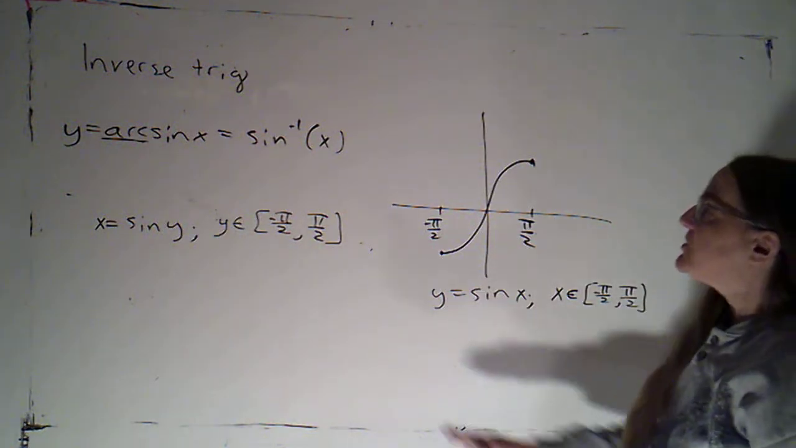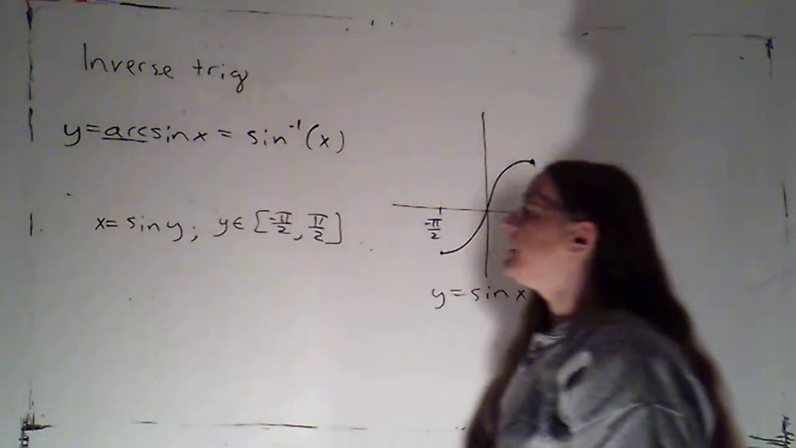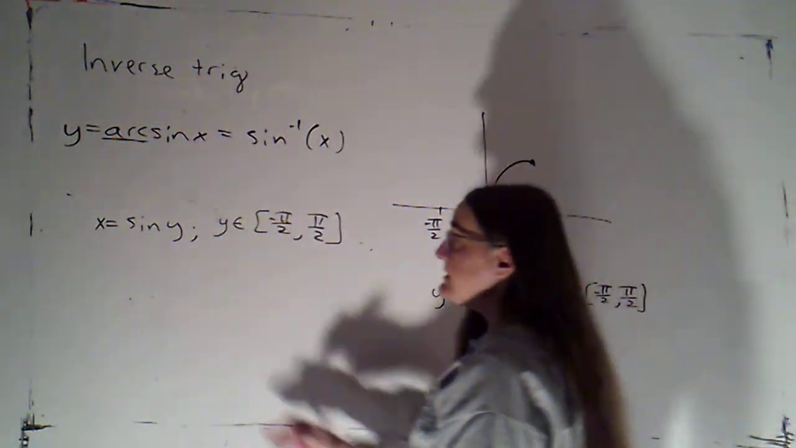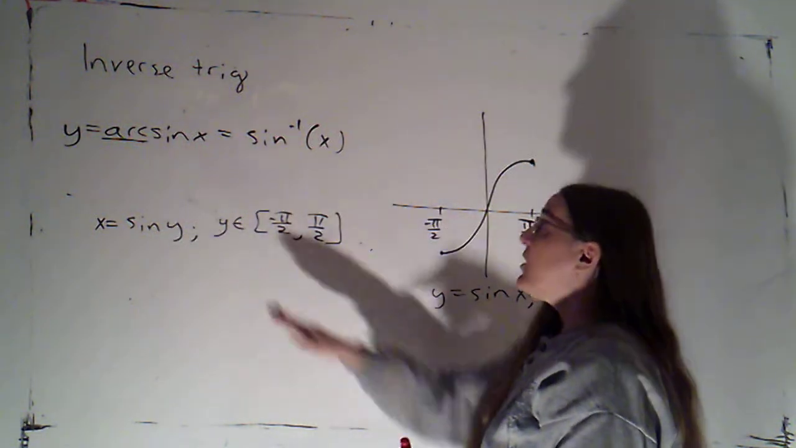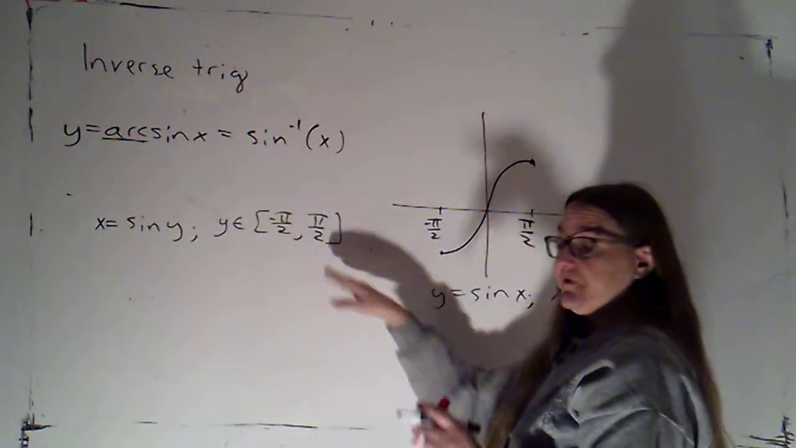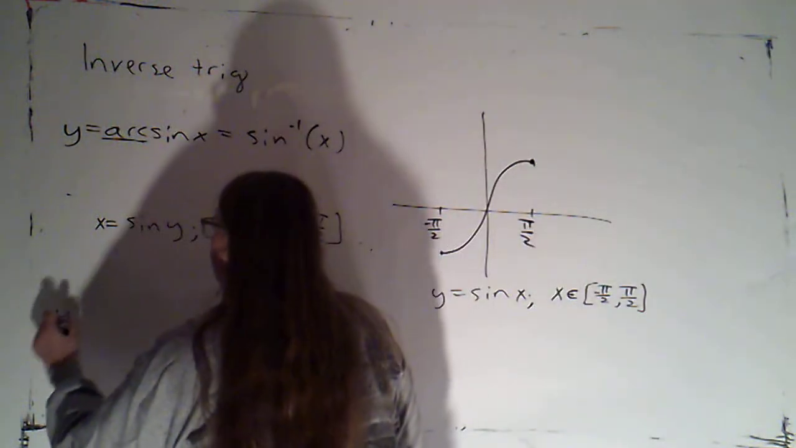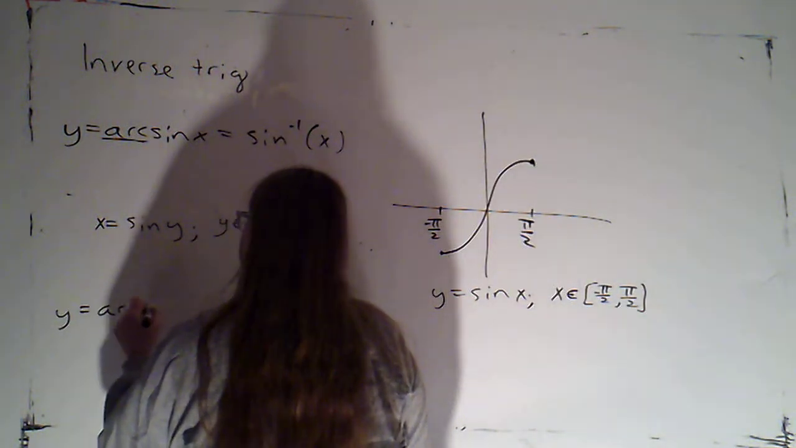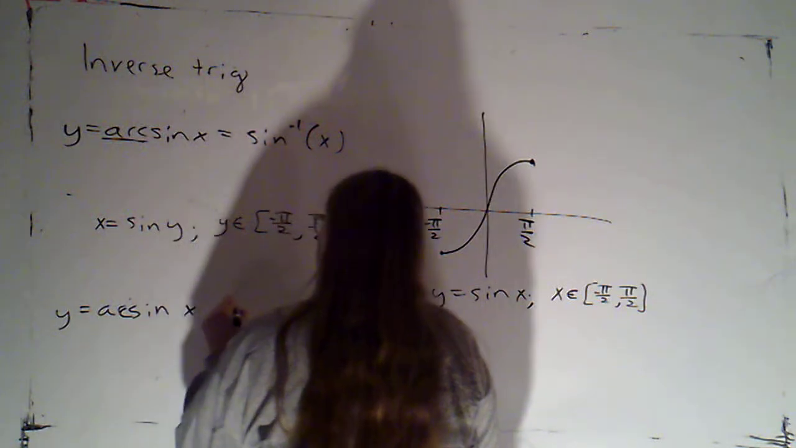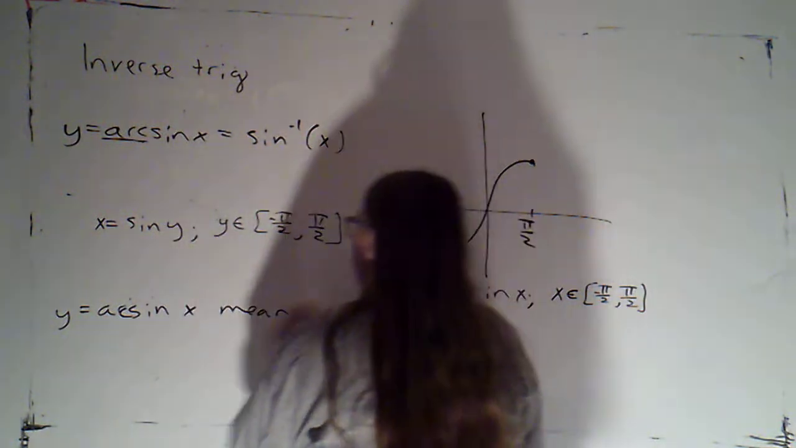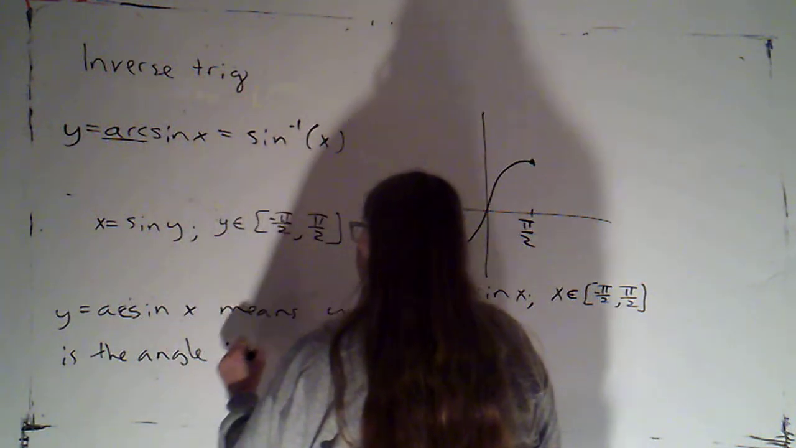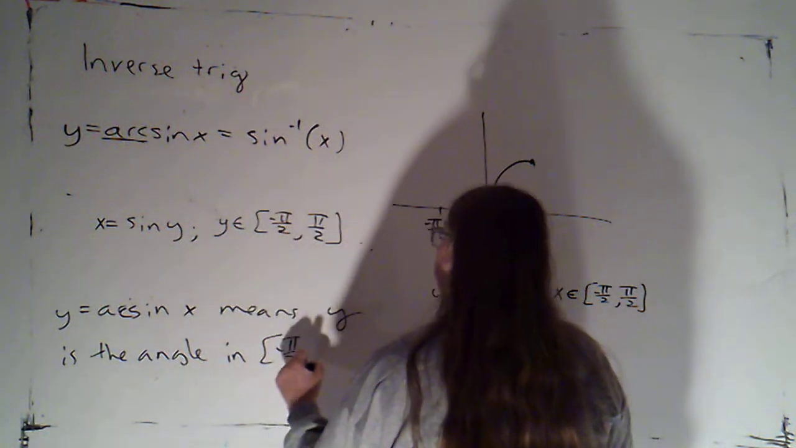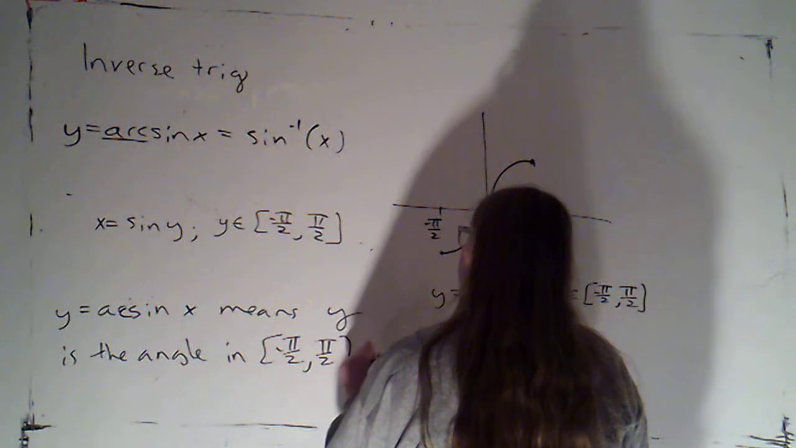Okay. So if I have y equals arcsine of x, that means x is equal to sine y, and y is in this interval. Okay. You can say that in words. y equals arcsine of x means that y is the angle in this interval whose sine is x.